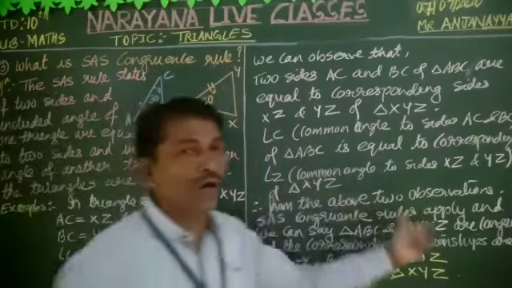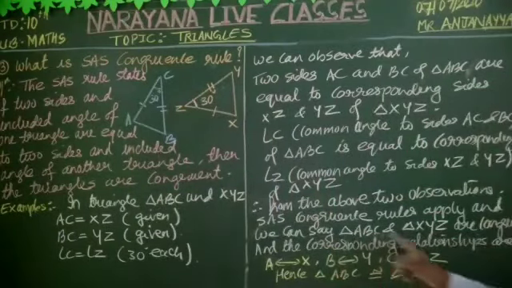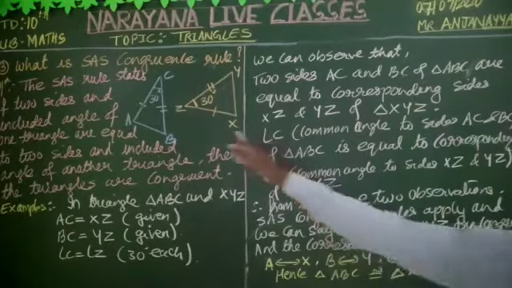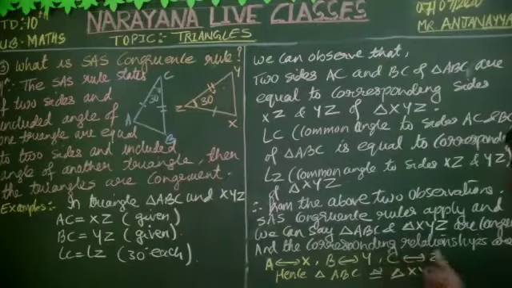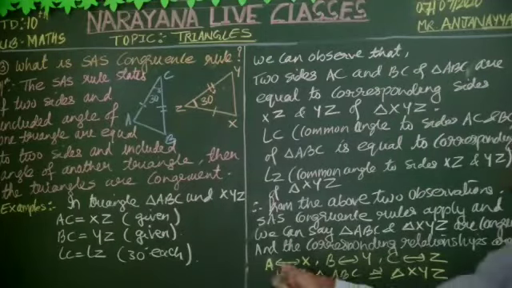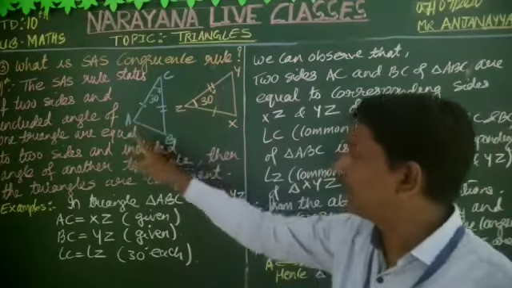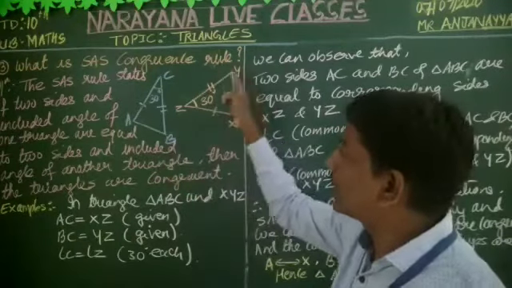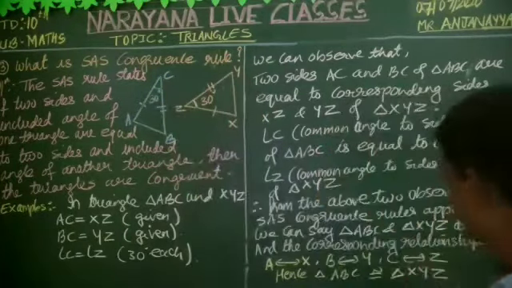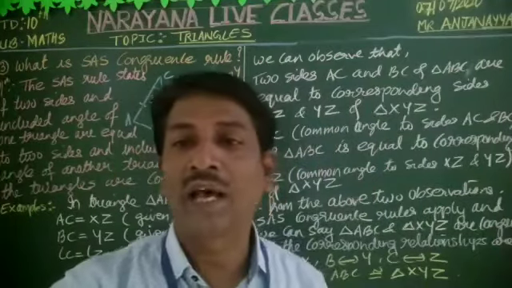So from these two observations, we can say the two triangles, triangle ABC and XYZ, are congruent, and there also exists a correspondence: A corresponds to X, B corresponds to Y, and C corresponds to Z. Hence triangle ABC is congruent to triangle XYZ.